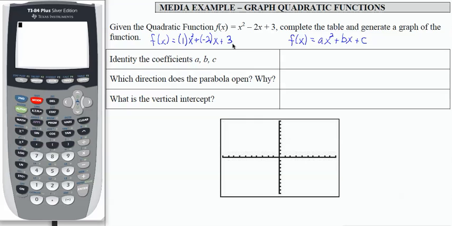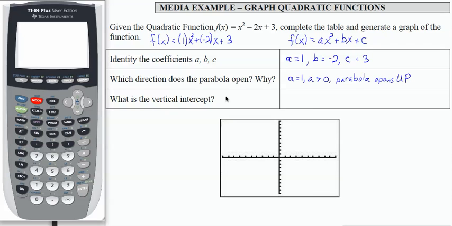So writing the function in this way allows us to clearly identify that a equals 1, b equals negative 2, and c equals 3. The direction the parabola opens is determined by the value of a, which is the coefficient of x squared. In this case, because a equals 1, a is greater than 0, which means the parabola, which is the graph of a quadratic function, opens up.